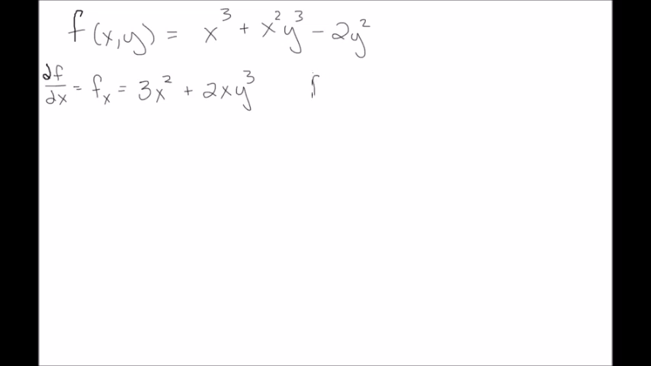If I want to take the partial derivative with respect to y, my first term, x cubed, does not have any y's in it, so its derivative is 0. I'm treating the x squared as a constant, so I need to just worry about the derivative of the y cubed. So I bring down the 3, and I'm left with x squared times y squared. And then the derivative of the third term, I need to bring down the 2. I get 4 times y. Okay, so those are the first partial derivatives.